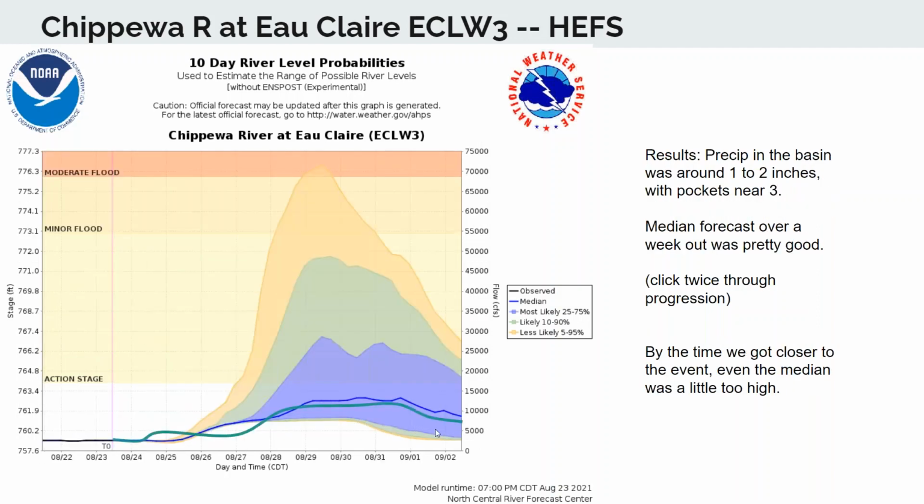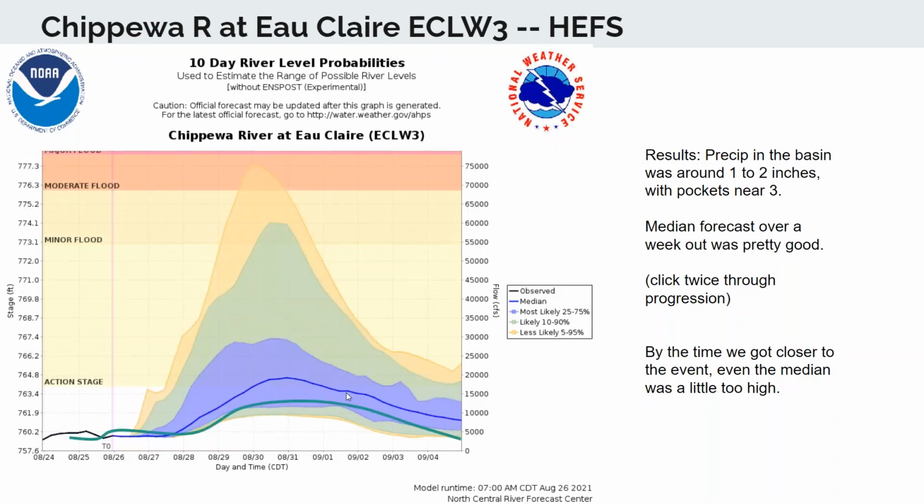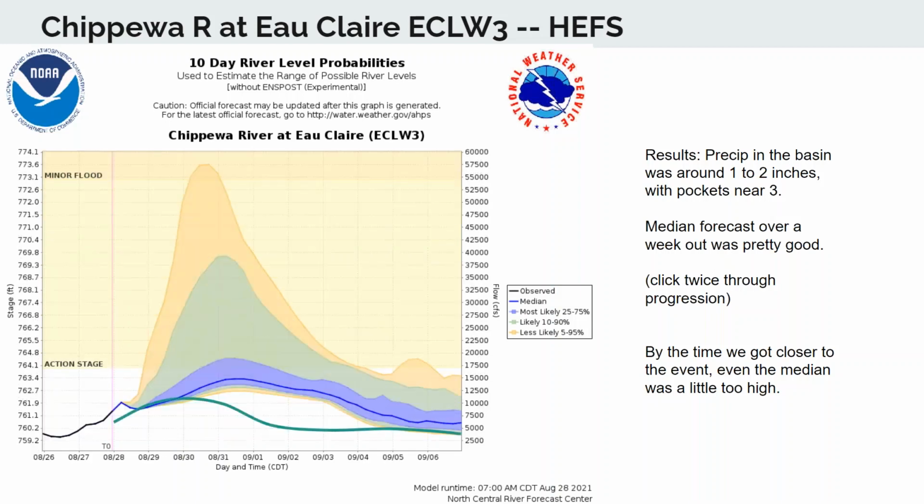What actually happened, we stayed right around the median throughout this whole event. Moving closer, we actually were on the lower end of the median, and what's interesting on this one is as we got to the nearest forecast of the event, we stayed quite a bit below the actual forecast. Now, some of this could be that the Chippewa River does have some dams upstream that may have been changing their flows, and those would not be reflected in the HEFS forecast.